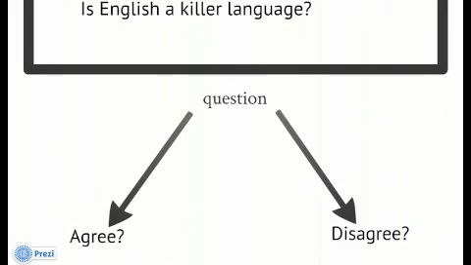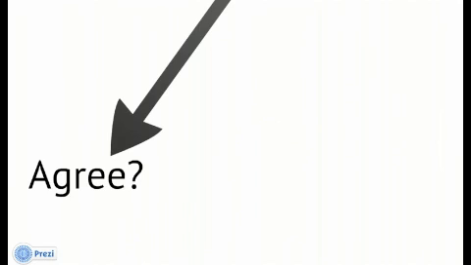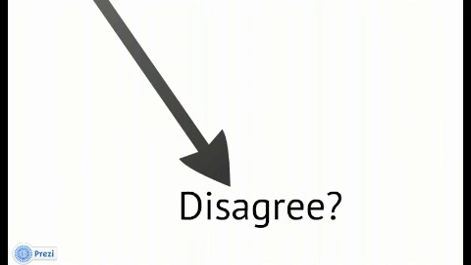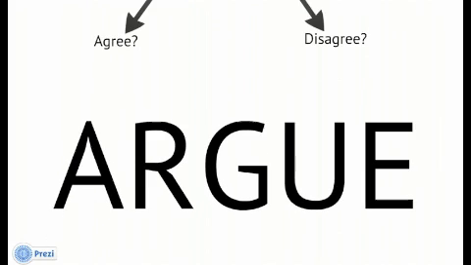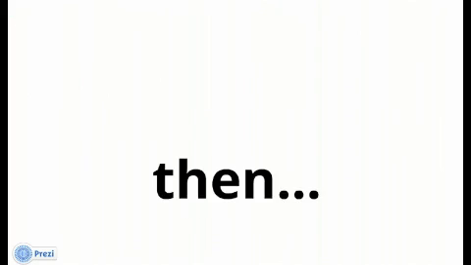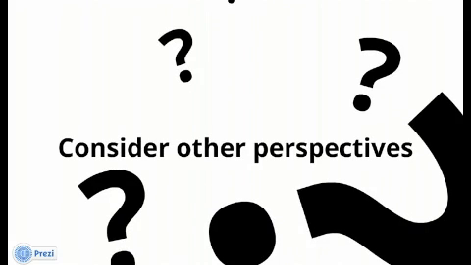For this particular example, we have to make a judgment. That is, whether we agree or disagree with the question. From there, we may argue why we agree or disagree. And then we might consider the perspectives we haven't thought about.